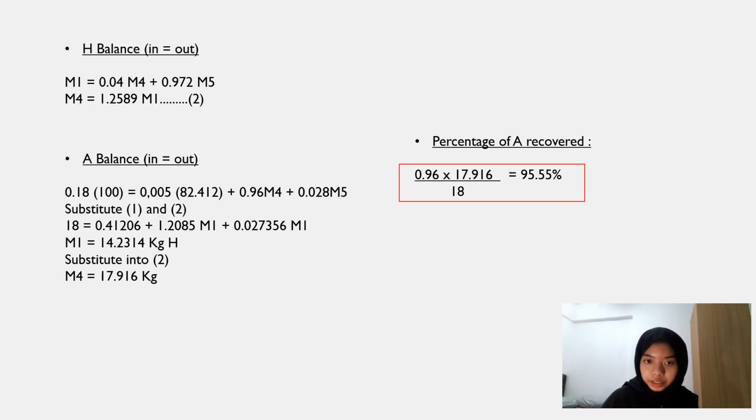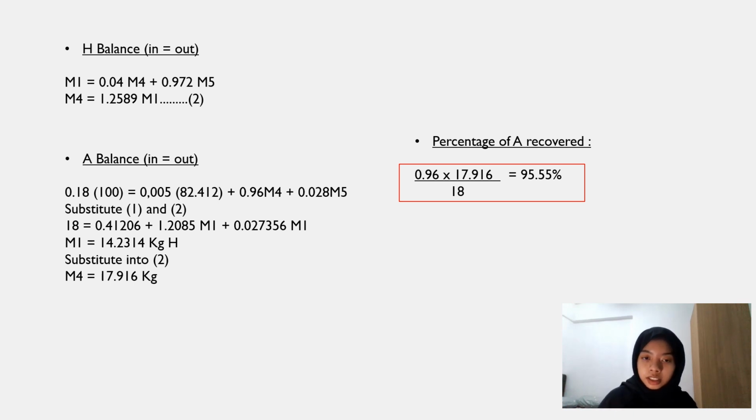So next is the H balance: M1 is equal to 0.04 M4 plus 0.972 M5. We substitute the previous equation that we know, which is equation number 1, to form equation number 2, which is M4 is equal to 1.2589 M1.